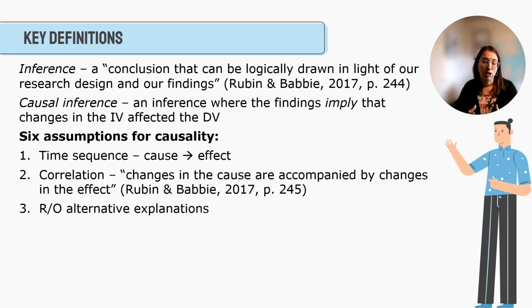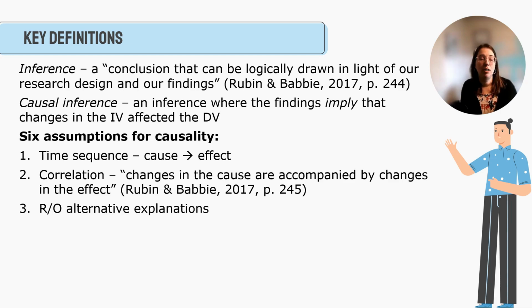So this section of chapters kicks off with the discussion of inference, which Rubin and Babbie define as a conclusion that can be logically drawn in light of our research design and findings. If I come up with findings to my research study, I want to be able to confidently and logically say, yes, the findings that I found answer my research question, or they align with my hypothesis. And so you might think that's easy, but sometimes external events can affect that. Or we have causal inference, which is the inference that the findings imply that changes in the independent variable affect the dependent variable. So this idea that A caused B, or changes in A caused changes in B.